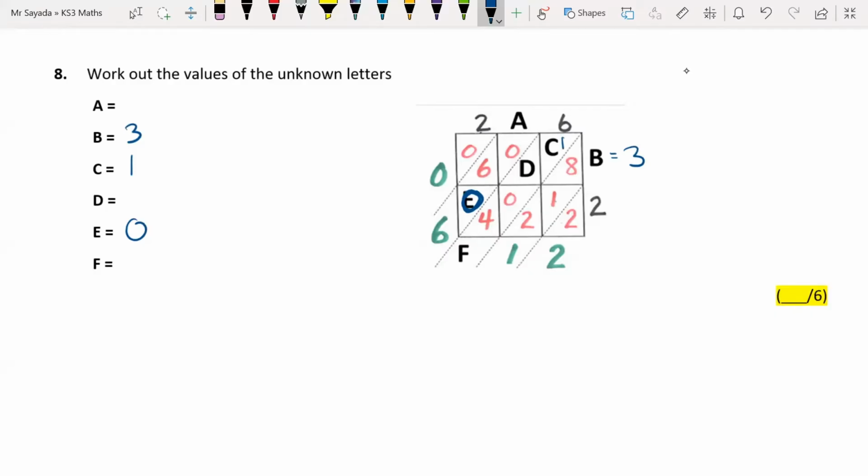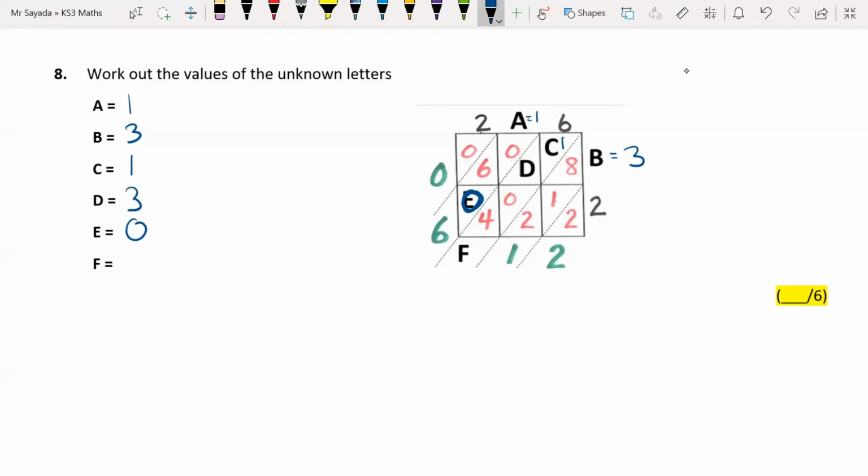I can also work out A, because A times 2 makes 2. So if A times 2 makes 2, A must be 1. So A is 1. Now I know that 1 times 3 makes 0D. Well, 1 times 3 is 3, which means D must be 3. And finally, I can work out F.